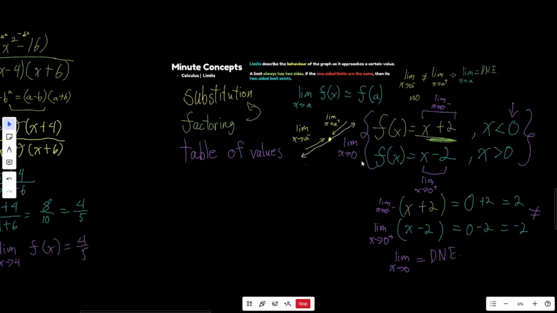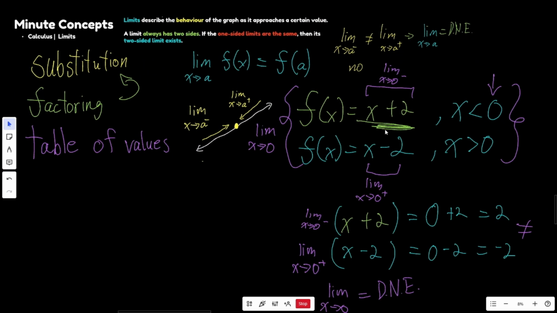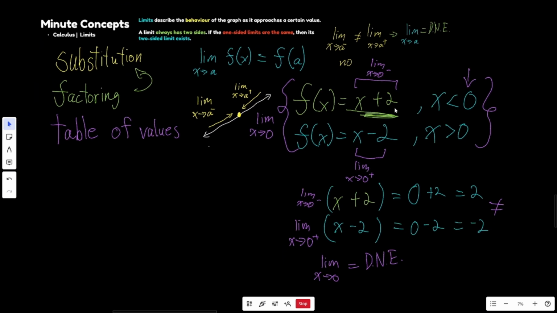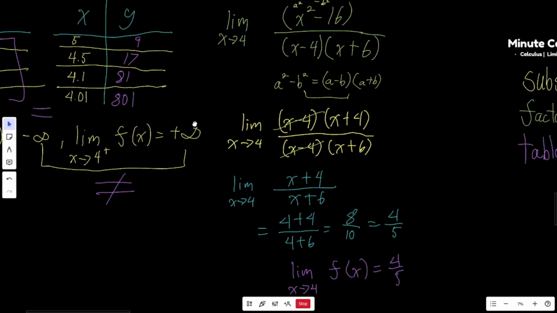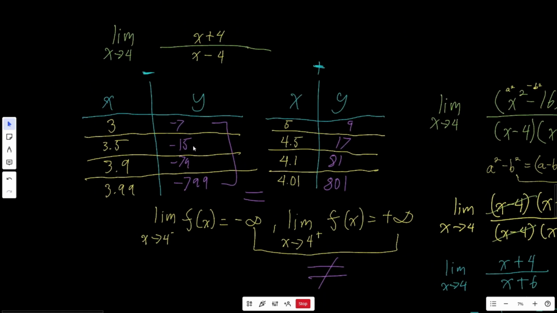So for this video, again, just to recap, basically we were able to describe what limits are and how we're supposed to solve them. We tried substitution in a basic piecewise function. We also tried substitution after factoring, such as in this function right here. And we also tried table of values in this function.